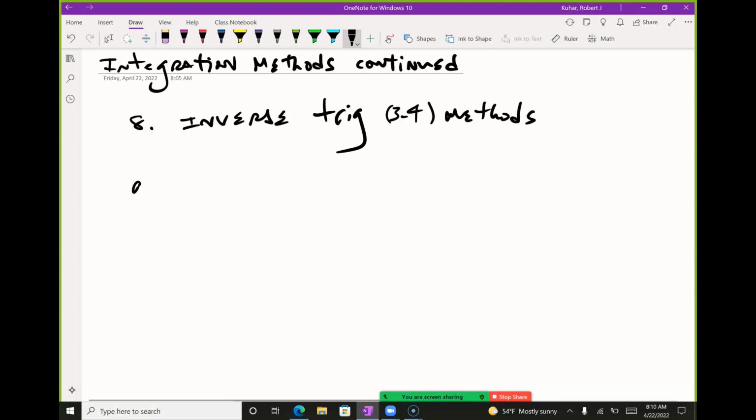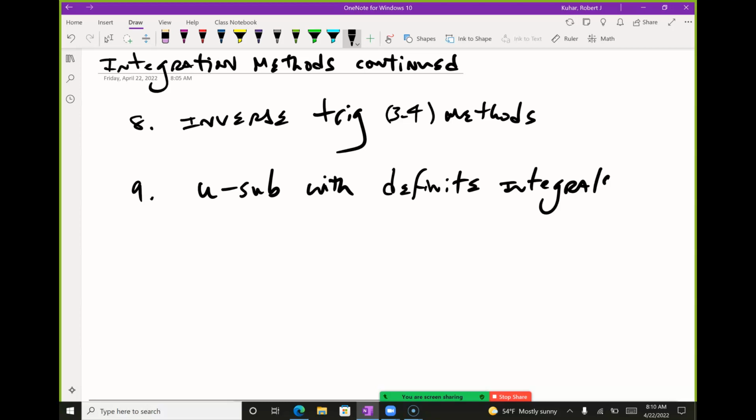And then I want to talk about U sub with definite integrals, right, where I'm getting the area. So I just have to do those 2 things today. Those are the new things.